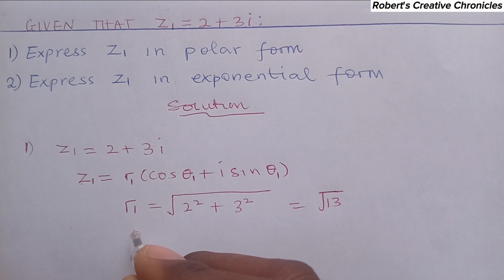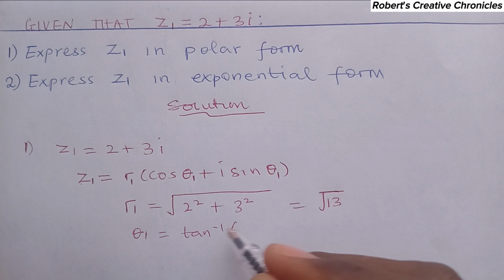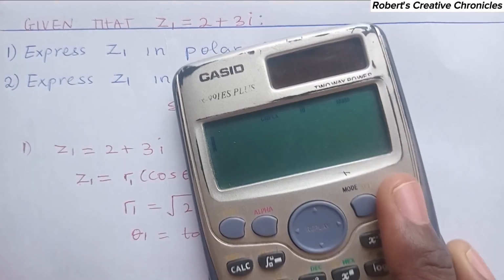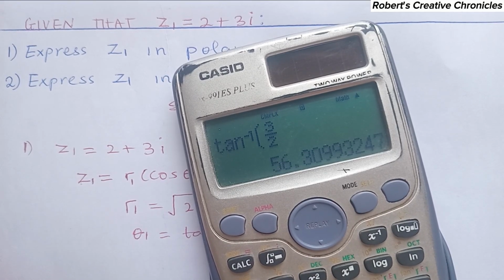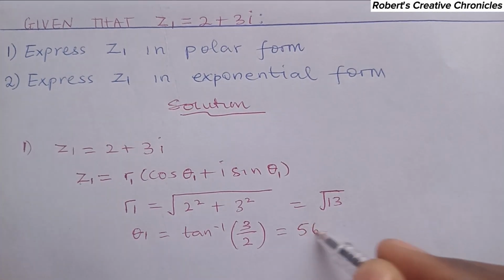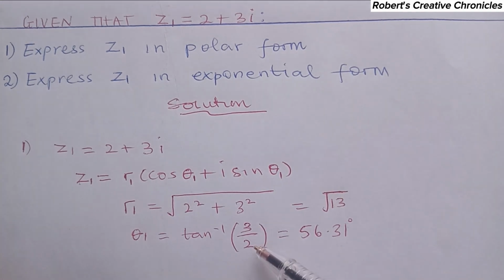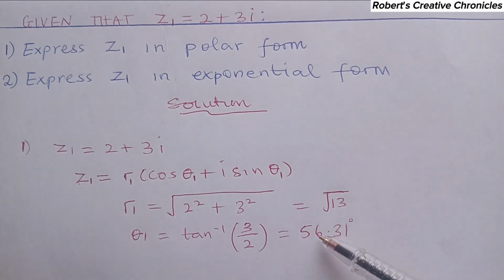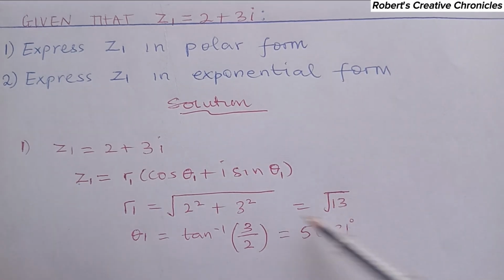Then the argument, which is theta 1, is tan inverse of y over x. y is 3, x is 2. So it's 56.31, approximately 56.31 degrees. And now, since this complex number is in the first quadrant, 3 is positive, 2 is positive, so y is positive, x is positive. So it will be in the first quadrant, so you don't need to manipulate this theta. You only manipulate angles that are in the second, third, and fourth quadrant when finding the argument for a complex number.